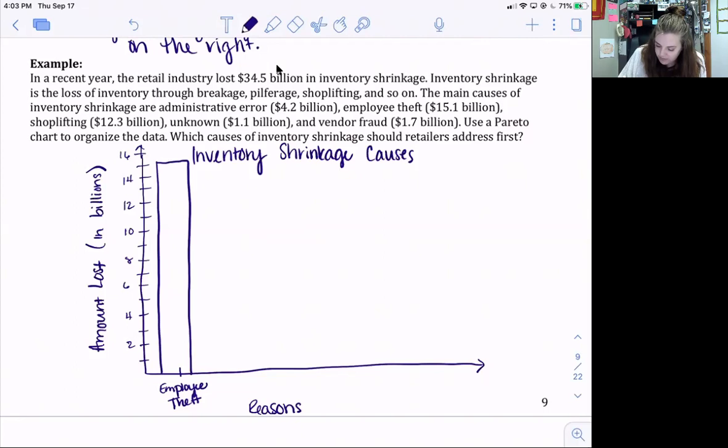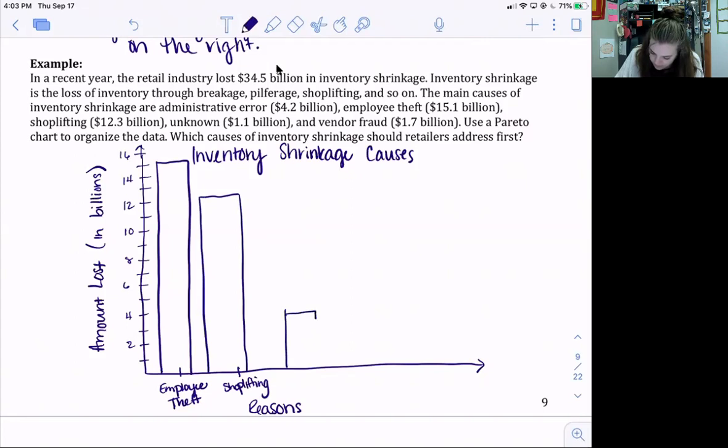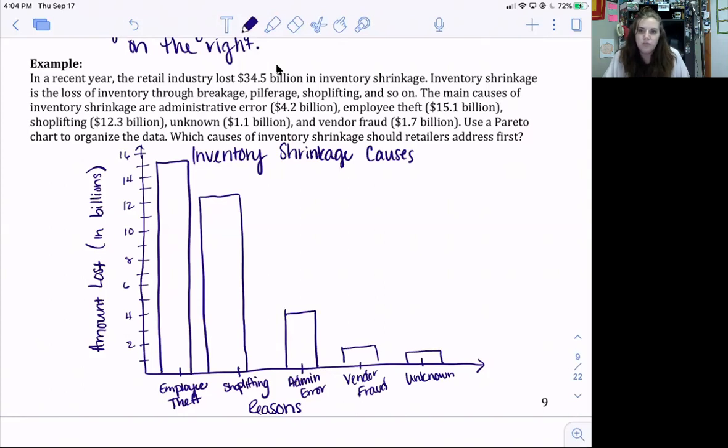Okay, our next largest is shoplifting, to 12.3. Pretend that's in the center. And then we have 4.2 for admin error. Then 1.7 for vendor fraud. And lastly, we have unknown for 1.1. Okay. So to answer the question, which causes of inventory shrinkage should retailers address first, that would definitely be employee theft and shoplifting.